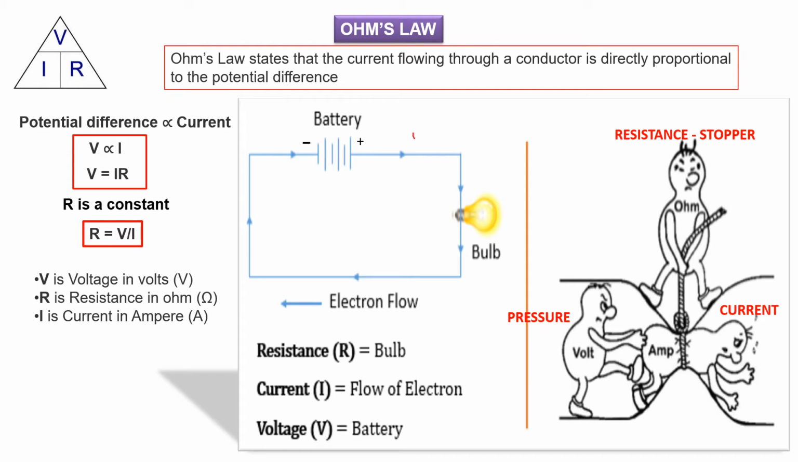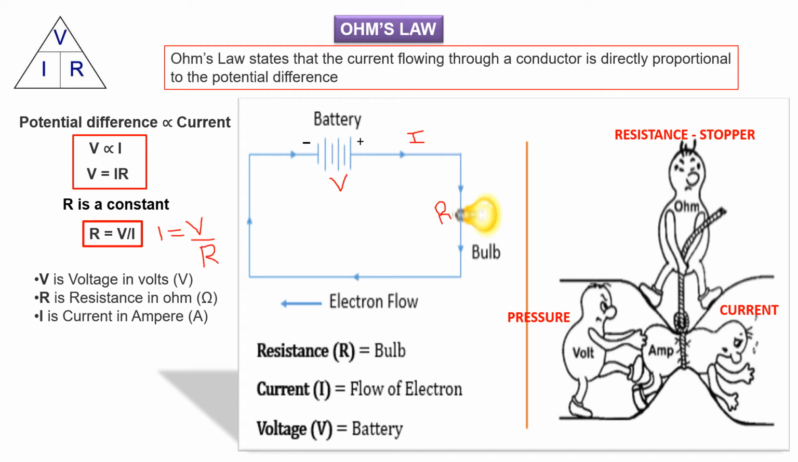Okay, the current I is flowing here. Then voltage V. That means here you can represent voltage, and this can be represented by R. Clear? R is equal to V by I. We can say current is directly proportional to voltage and inversely proportional to the resistance.